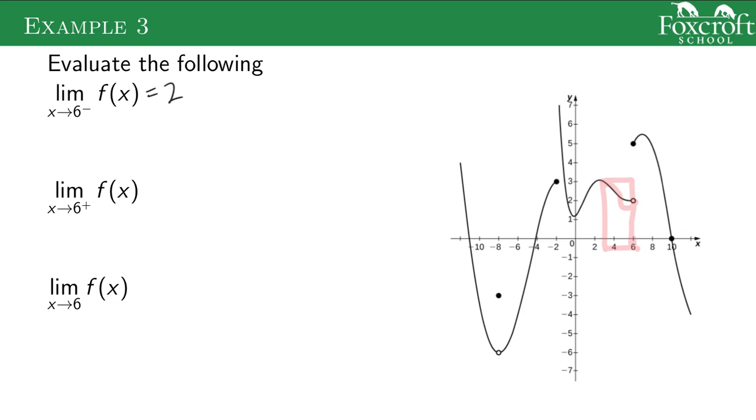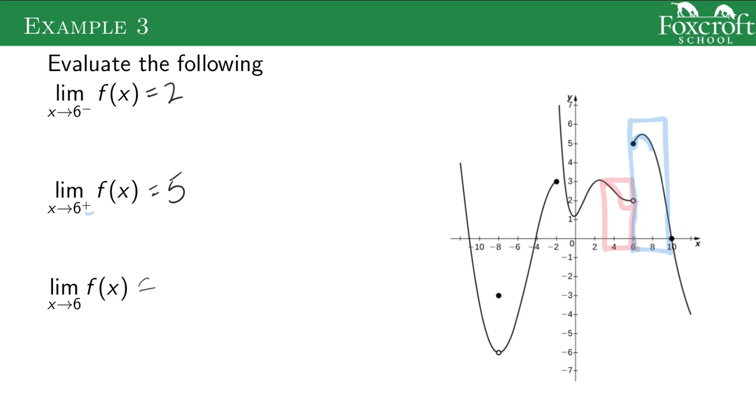And on the right of 6, because we have the little plus there, if we're on the right of 6, we're just looking at this stuff over here, and you can see our graph travels along, and we get to that closed circle at 5. So all our y values are getting close to that y value 5.